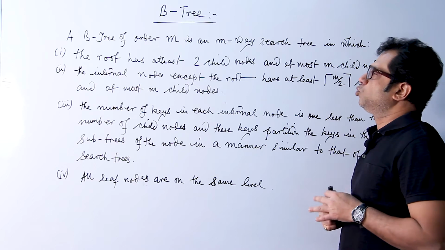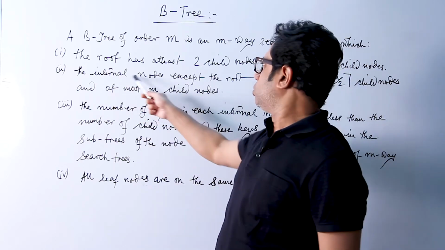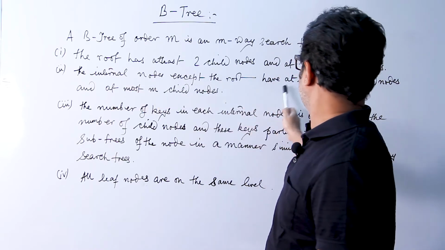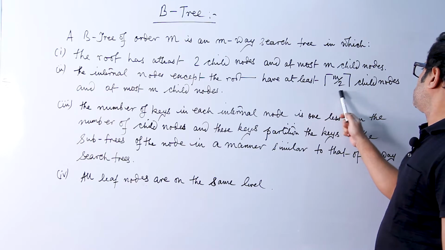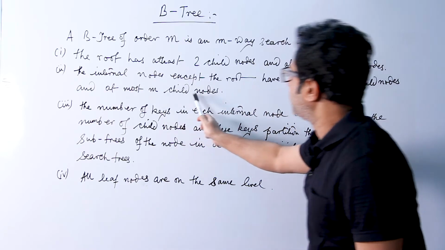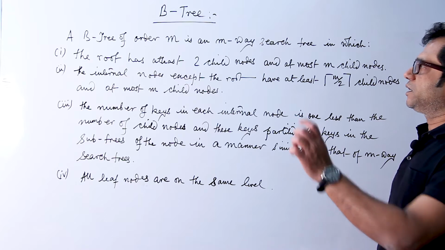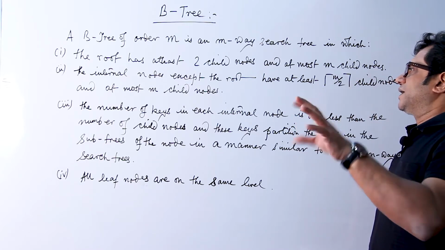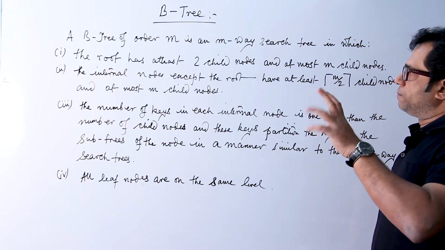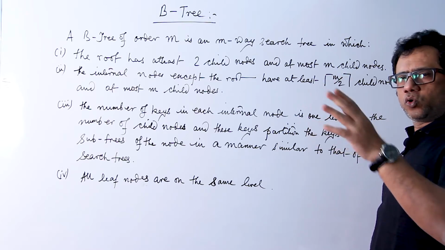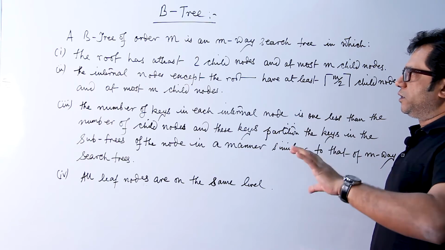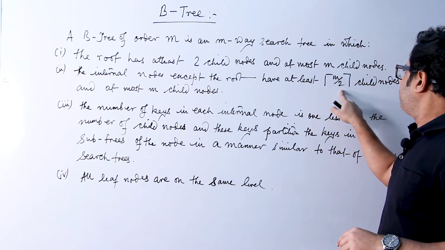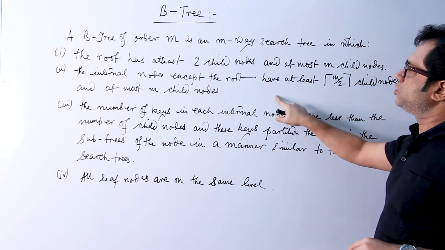Number two is the internal nodes except the root. The internal nodes except the root have at least ceiling of m by 2 child nodes and at most m child nodes. What is that? The internal nodes, that is the nodes which are not the leaf nodes, and the nodes except the root. So the nodes which lie in between the root node and the leaf nodes have at least ceiling of m by 2 child nodes and at most m child nodes.